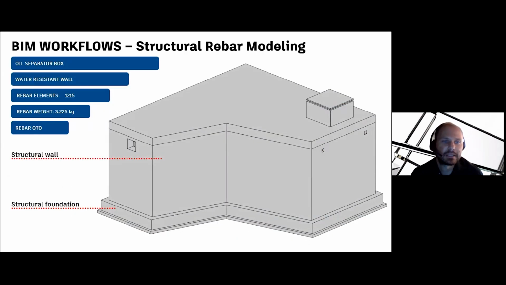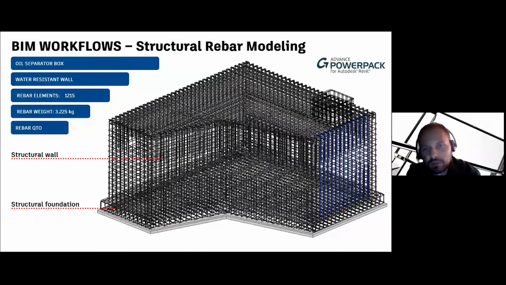This is another part of the project. In this case, this is the oil separator box that is realized with structural foundation and reinforced concrete walls. In this case, the same: we modeled all the rebar elements for this kind of project using the Powerpack. And on the left, we can see some information about the final output. We have, for example, 1.2 thousand elements and a total rebar weight of 3.2 tons that we use for the rebar quantity takeoff.